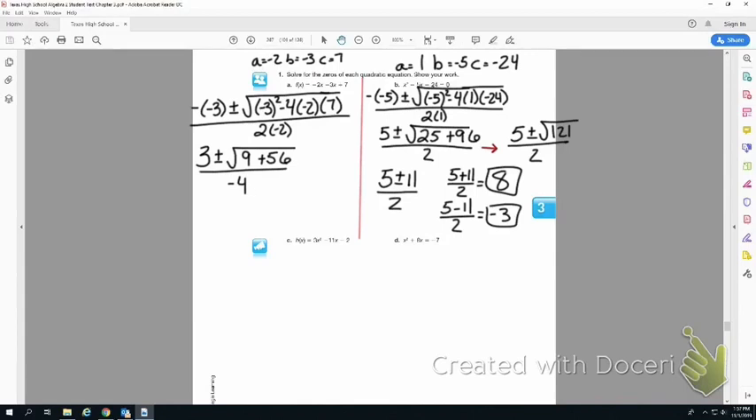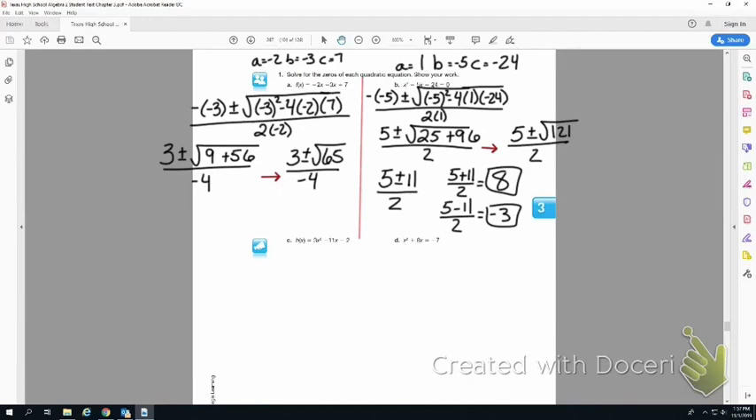Next step, I'm going to take 9 plus 56, and I'm going to add those to give me what? 65. So I've got 3 plus or minus the square root of 65 over -4. Now 65 is not a perfect square like 121 was on the previous one.